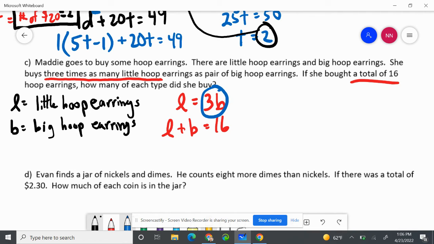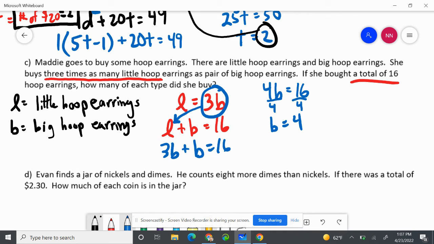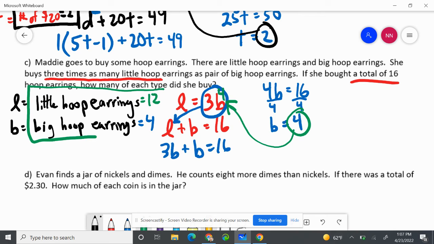Once again, I'm going to substitute. 3b is equal to L, so I replace the L with 3b, and 3b and b gives me 4b, so 4b equals 16. If I divide by 4, I get b equals 4. So that means there are 4 pairs of big hoop earrings. Now, if I take the 4 and plug it into the B, 3 times 4 gives me 12. So there are 12 little hoop earrings.